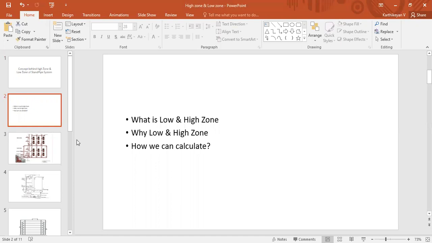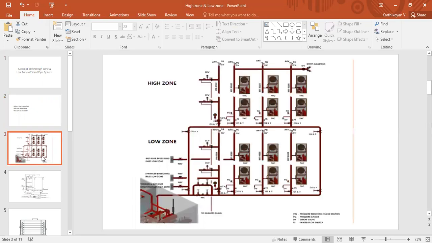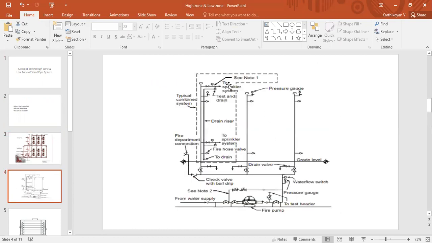The person who is aware of the standpipe system also knows about the low zone and high zone arrangement of standpipe system. So this is a typical schematic diagram of standpipe system with low zone and high zone arrangement. This is also a typical schematic diagram without any zones. This is a single zone.